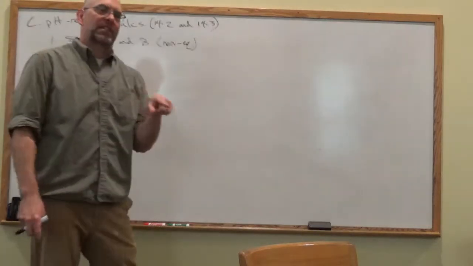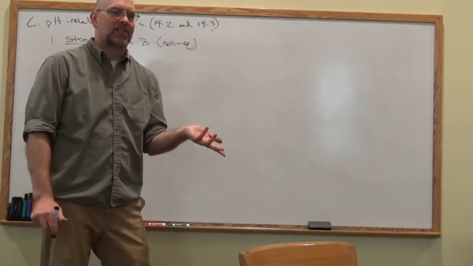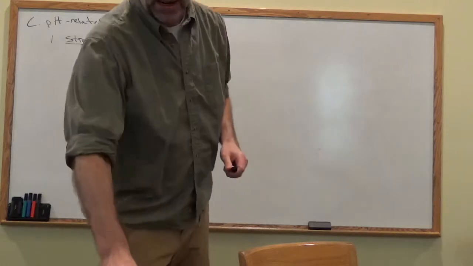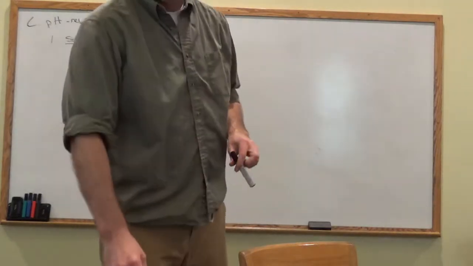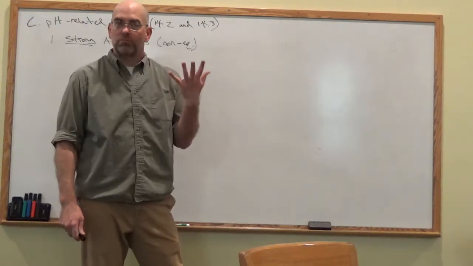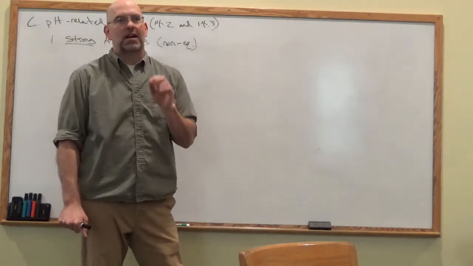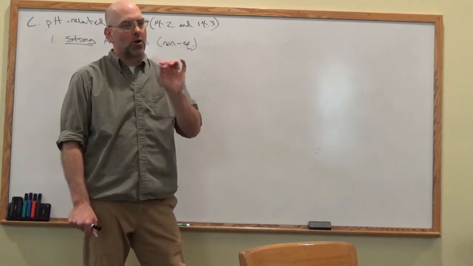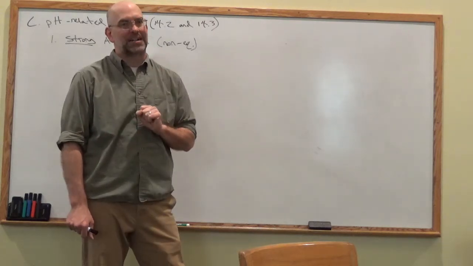One thing I was looking at on the slides, and I didn't really talk about it too much, is on slide number 5. This is just kind of interesting. KW is 1.0 times 10 to the minus 14th, but that's only at 25 degrees Celsius.